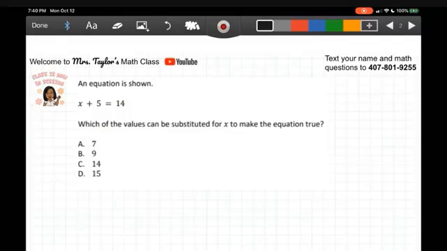So our first math problem says, an equation is shown: x plus 5 is equal to 14. Which of the values can be substituted for x to make the equation true? So, if you know how to add, you know how to do this problem. But some kids have issues.